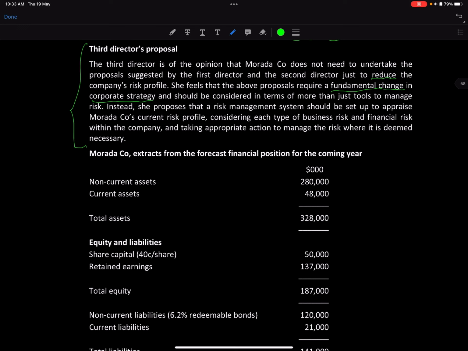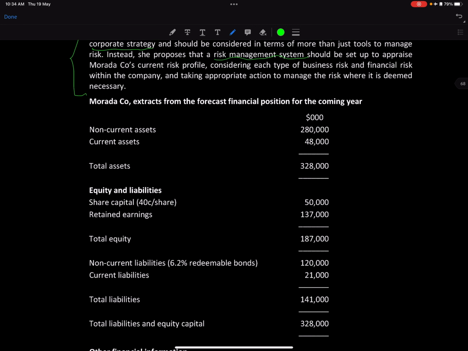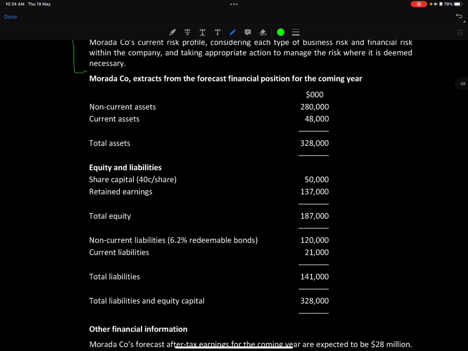Feel that the above proposal requires a fundamental change and should be considered in terms of more than just tools to manage. Instead, she proposes that a risk management system should be set up to appraise Morada's current risk profile, considering each type of business risk and financial risk within the company, and taking appropriate action to manage the risks where it is deemed necessary.